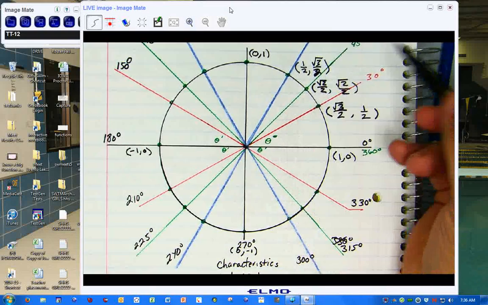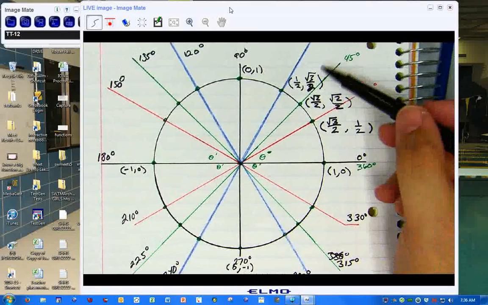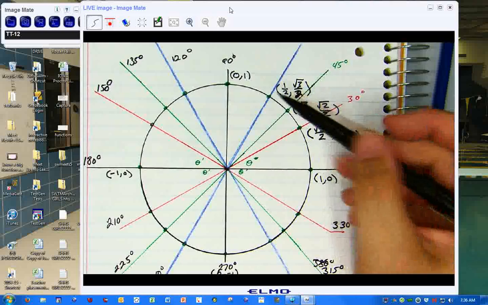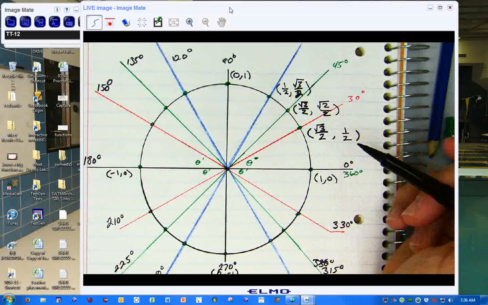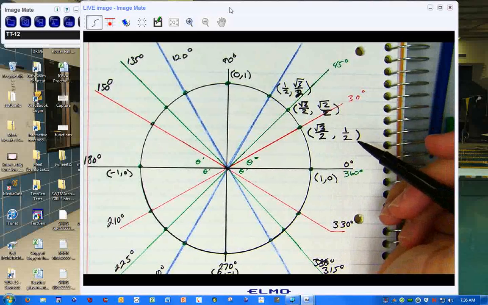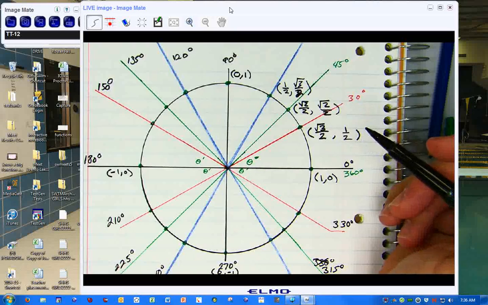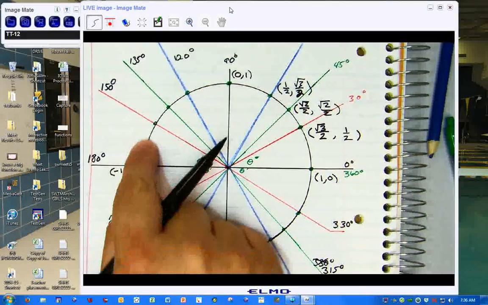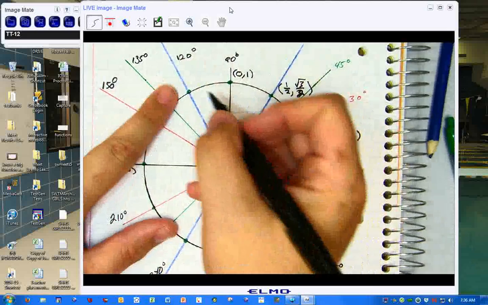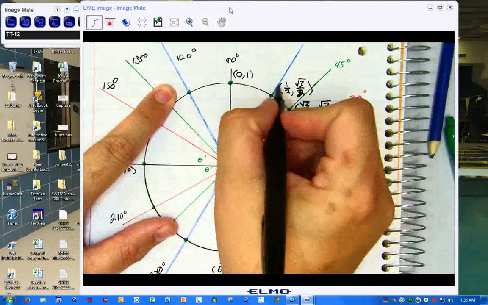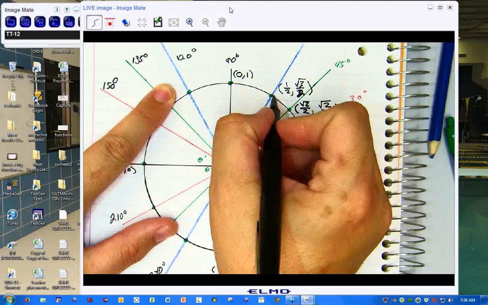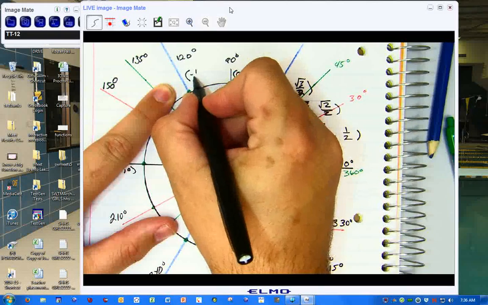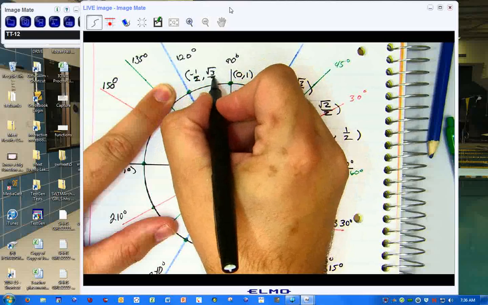Square root of 3 over 2. So now for the first quadrant, we've built this entire thing. And you know what? It doesn't change. All that changes are the signs. Now, what are the cosines in this quadrant 2? Are they positive or negative? Negative. But when you see a blue line, it's going to be the exact same point as the blue line in the first quadrant. So it's going to be negative 1/2, square root of 3 over 2.